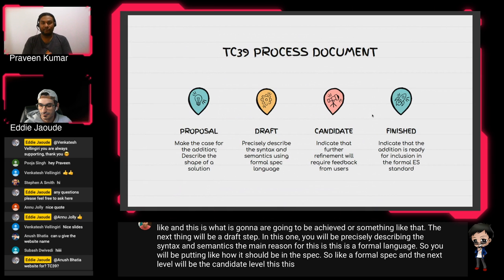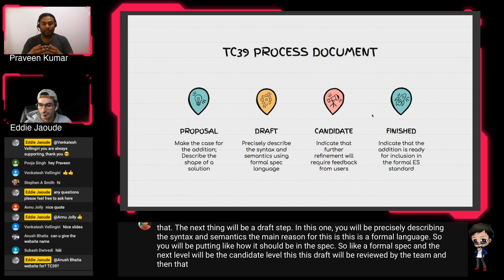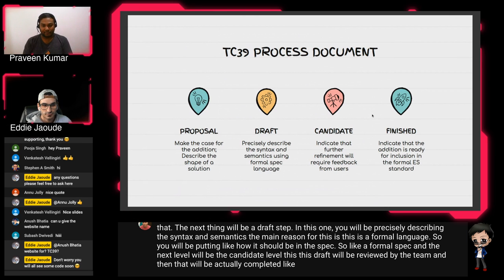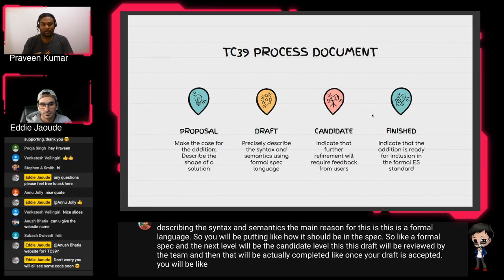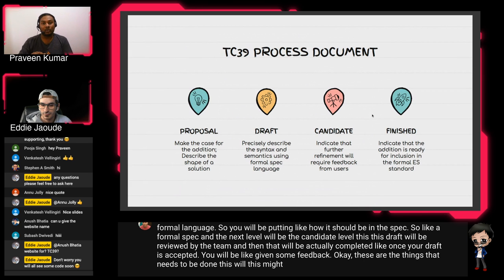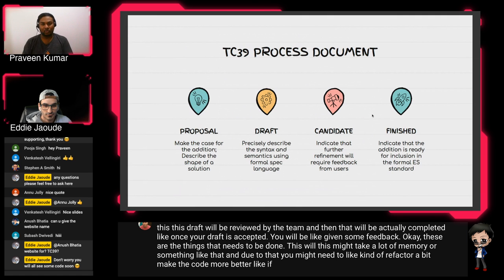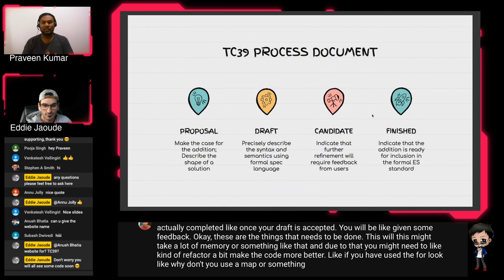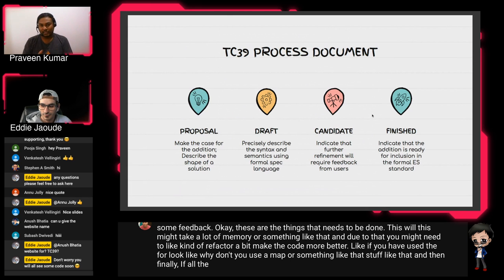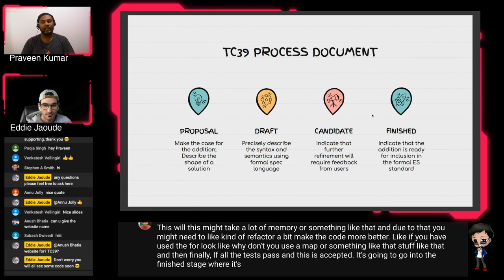This draft will be reviewed by the team, and then that will be actually completed. Once your draft is accepted, you will be given some feedback: okay, these are the things that need to be done. This might take a lot of memory, and due to that, you might need to refactor a bit and make the code better. Like, if you have used a for loop, why don't you use a map or something like that. And then finally, if all the tests pass and this is accepted, it goes into the finished stage, where it gets included into the ES standard, the ECMAScript standard.